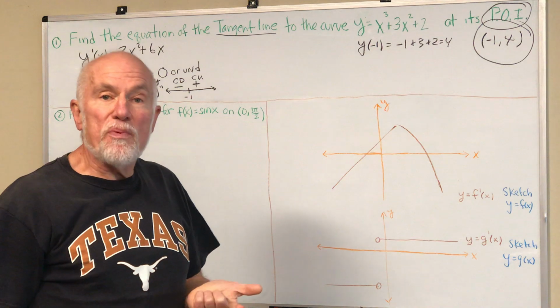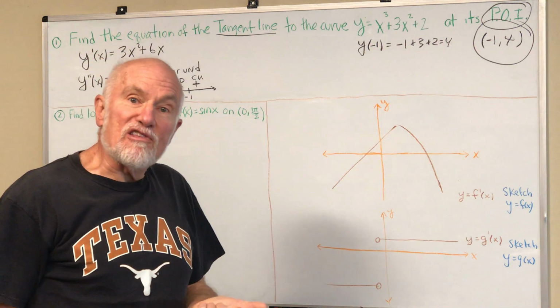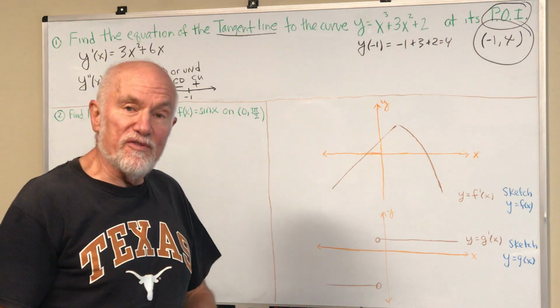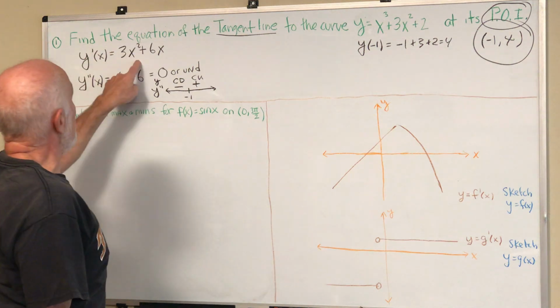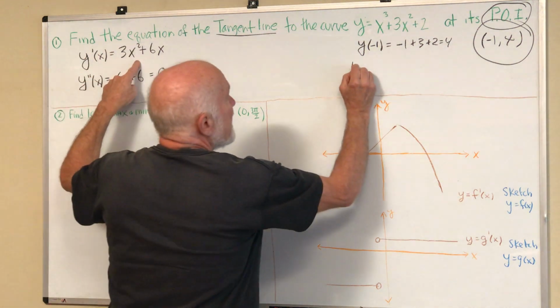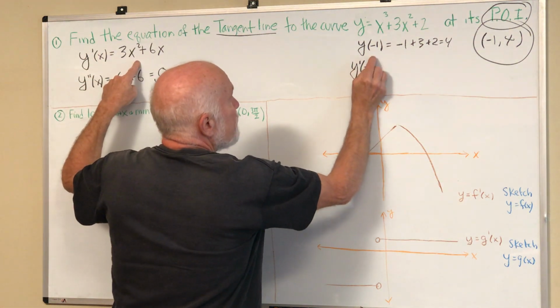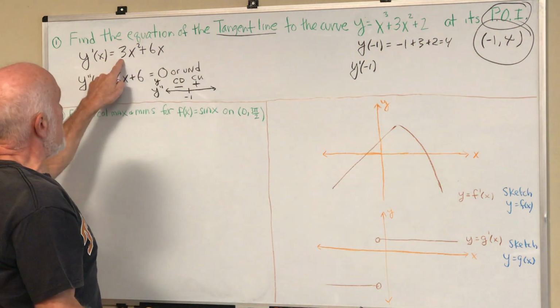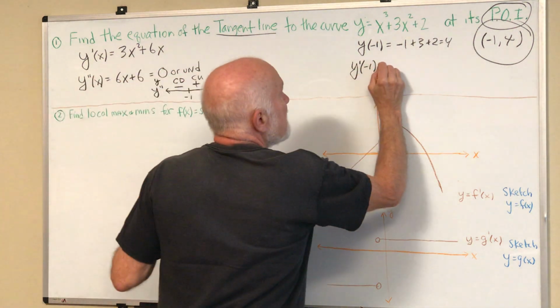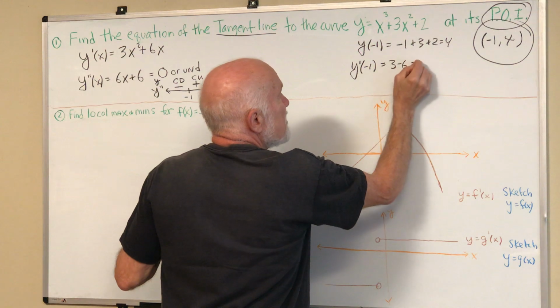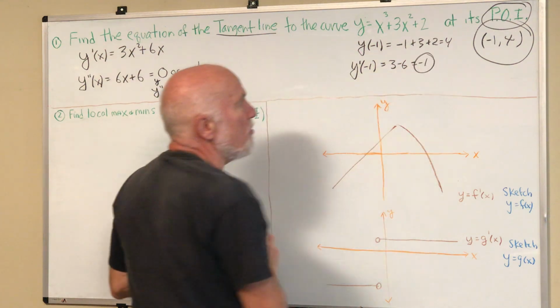Now to get the slope, what are we going to use to get the slope? Well, the first derivative. And we've already got the first derivative. So all I have to do is plug in -1 to the first derivative. And I get 3 minus 6, which is a -3. There's my slope.